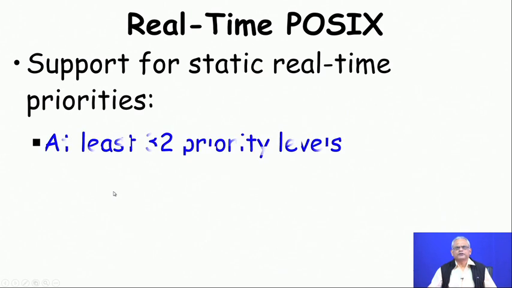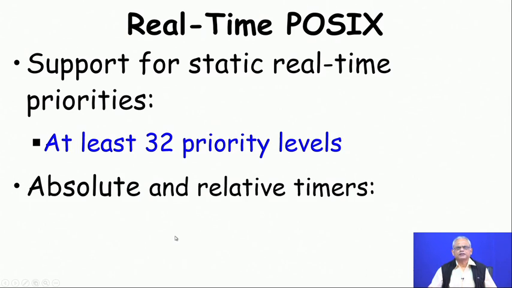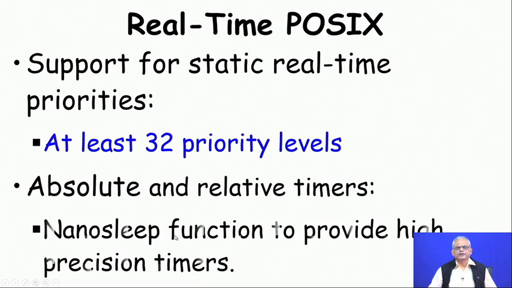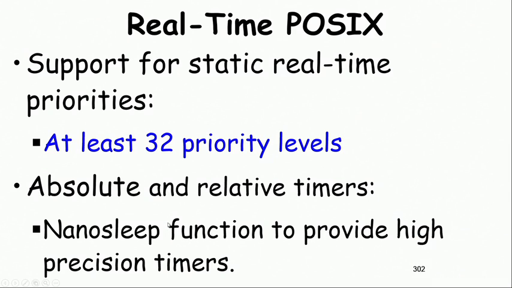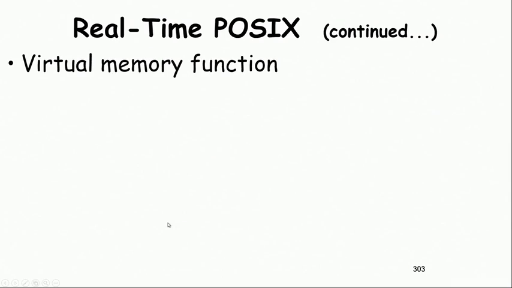It requires support for static priorities. We had seen that the traditional operating system did not support static priorities, but now many of the traditional operating systems also support static priorities. It requires that at least 32 priority levels must be supported, both absolute and relative timers must be supported, and the nanosleep function to provide high precision timers.